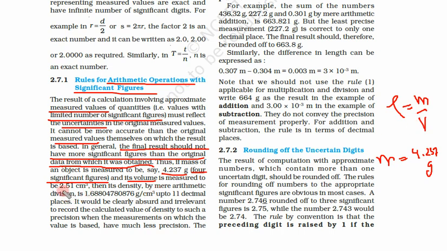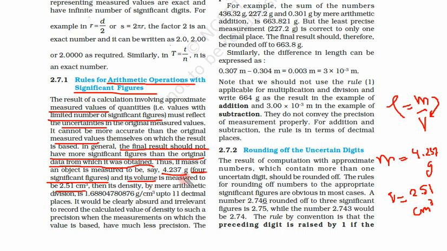Now volume is measured to be 2.51 centimeter cube. Now we have to calculate the density. So to calculate the density, we have to divide this m by v.